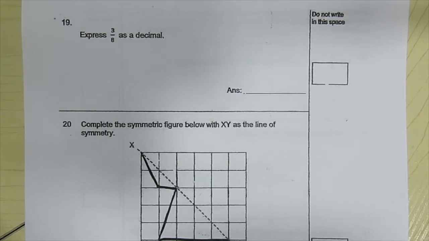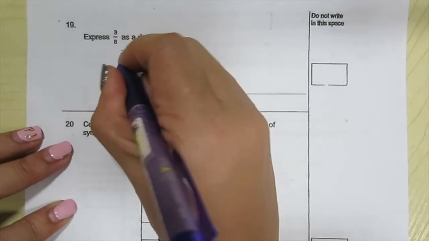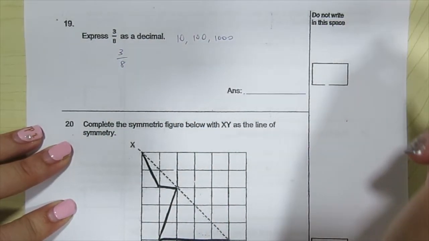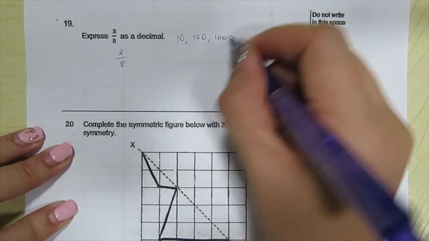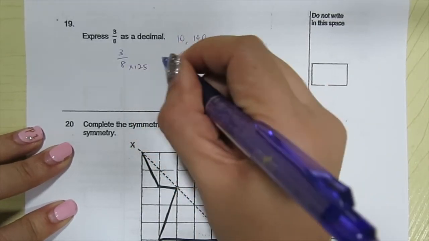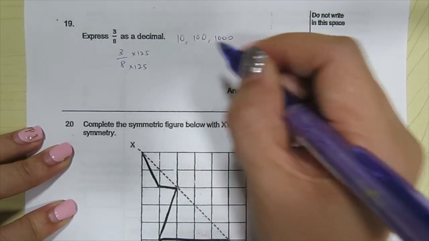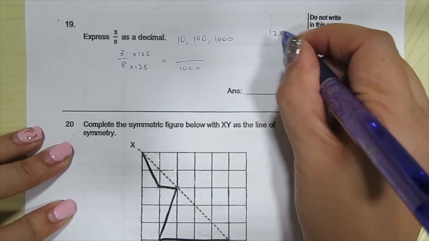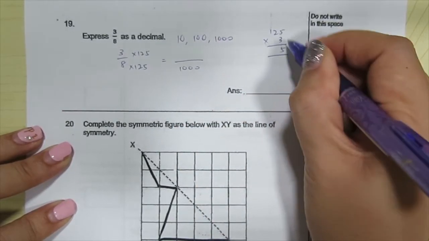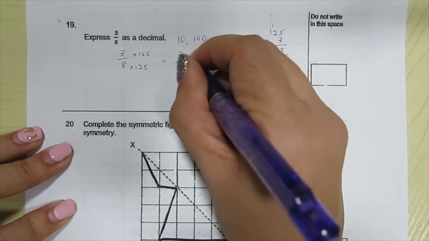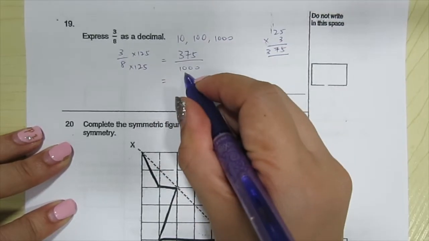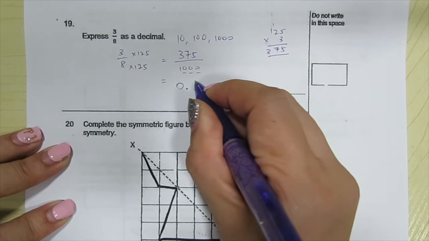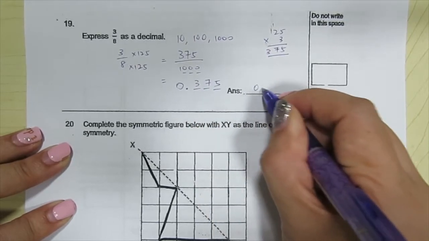Express 3 out of 8 as a decimal. So when we need to express a fraction as a decimal, we change our denominator to 10, 100 or 1000 if we can. So over here, 8 times 125 gives us 1000. So remember to multiply the top as well, the numerator. So my denominator becomes 1000. My numerator will be 125 times 3, which is 375. So this is 3 decimal places. So I have 0 point blank blank blank, and I filled in 375. That is the answer.